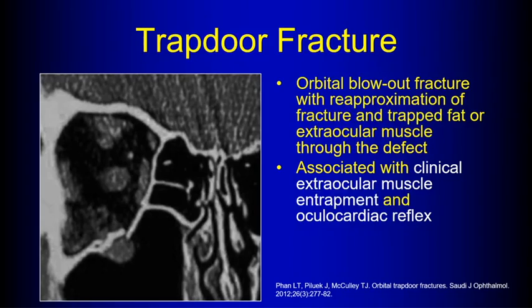The trapdoor fracture is a specific type of blowout fracture which does result in entrapment. This is from the literature, and you can see what happens is in these fractures you get a displacement of the fracture away from the orbit with herniation of some of the intraorbital contents through the fracture defect, but then that fracture fragment becomes reopposed like a trapdoor on a stage. And in this case, you can see the inferior rectus herniated inferior to the orbital floor in the maxillary sinus, and so that entraps the inferior rectus.